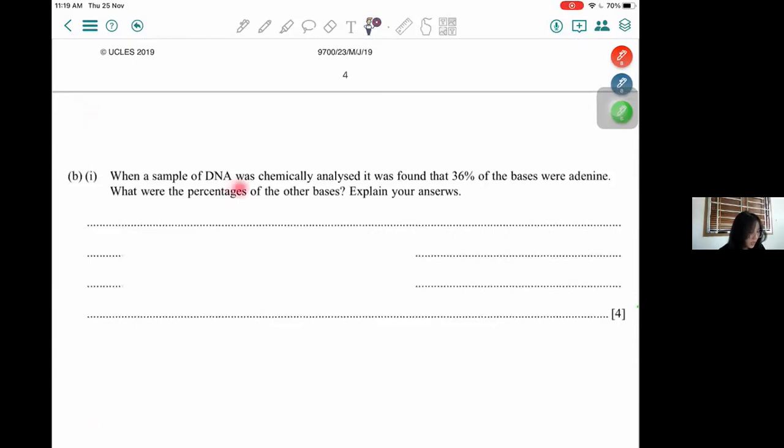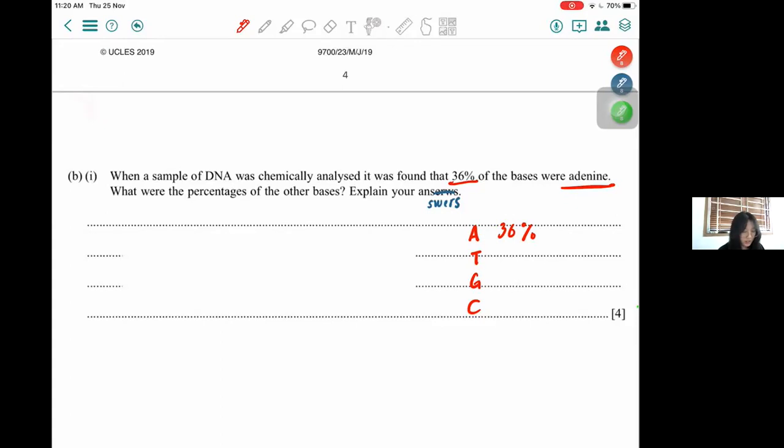When a sample of DNA was chemically analyzed, it was found that 36% of the bases are adenine. What is the percentage of the other bases? Explain your answer. Besides adenine, we know that there is thymine, guanine, and also cytosine. So the question already stated that there is 36% of adenine. So what is the percentage for the other bases? Would anyone want to try?